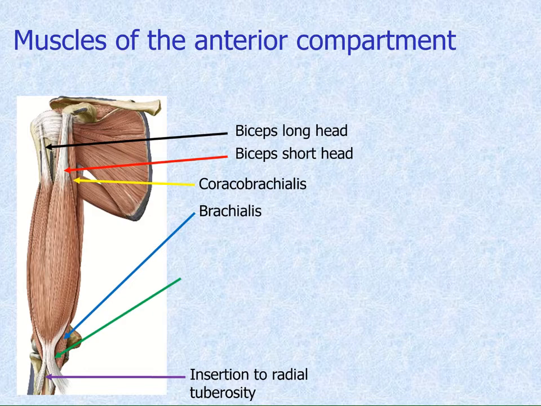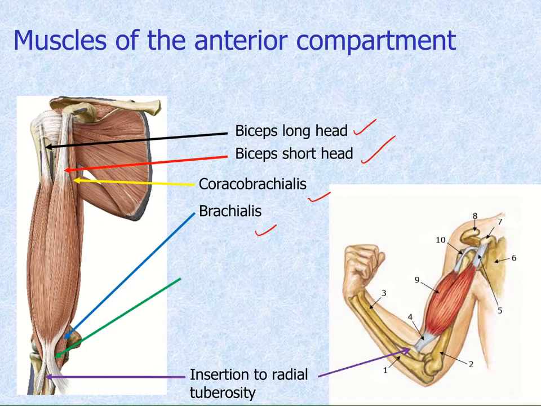You can see some of these muscles in this diagram as well. Long head and short head of biceps muscle, coracobrachialis muscle, and the brachialis muscle. The biceps brachii muscle is inserted into the radius of the forearm distally. Area where it is inserted is called the radial tuberosity. Radial tuberosity is this area of the radius.